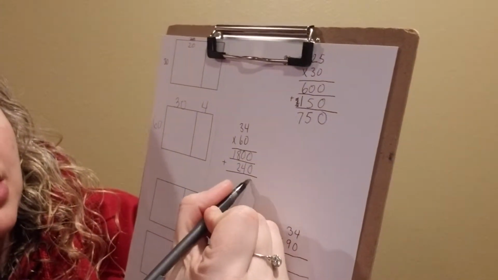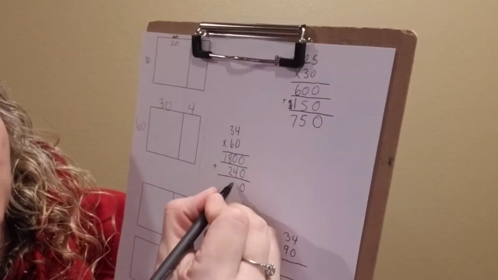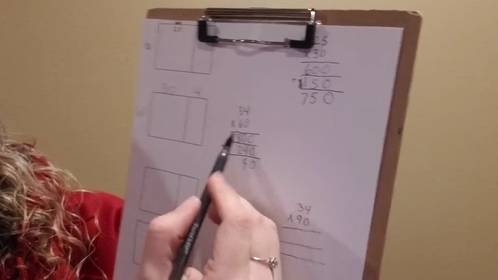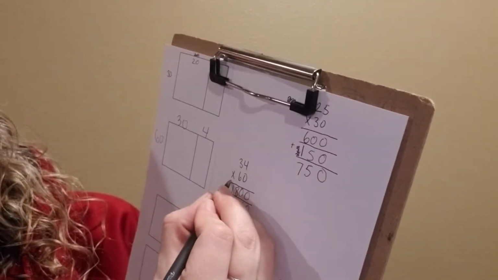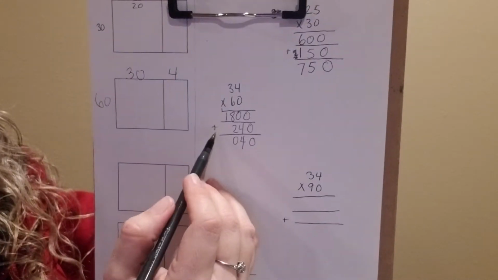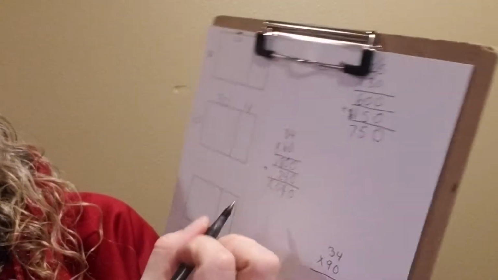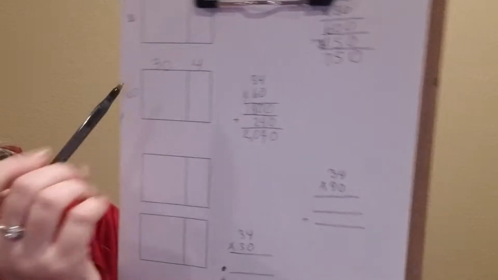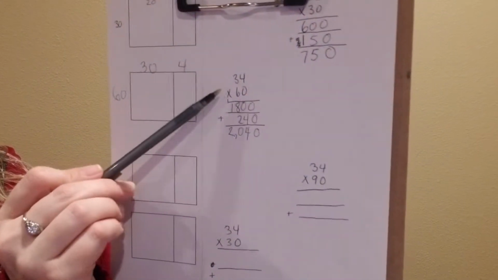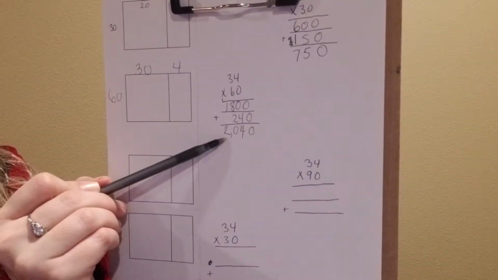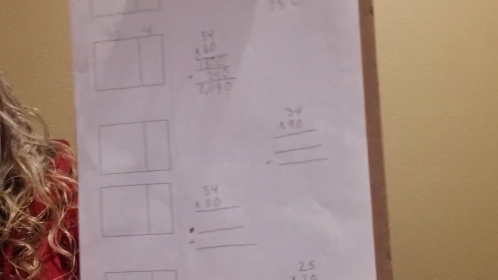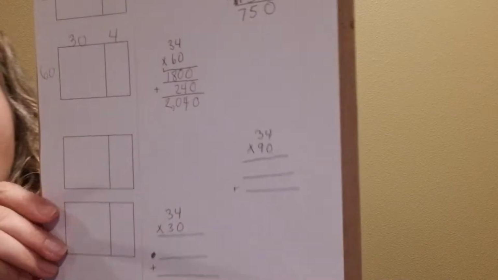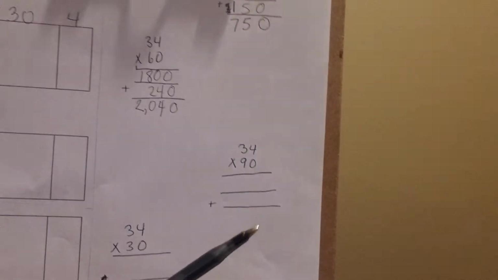So now you're going to add those together. 0 plus 0 is 0. 0 plus 4 is 4. 8 plus 2 is 10. Carry that 1. And 1 plus 1 is 2. Okay? So 34 times 60 equals 2,040. Good. See if you can get parts of these before I say them.